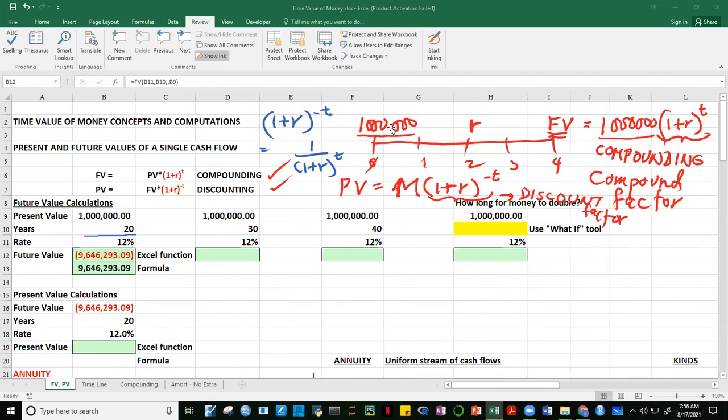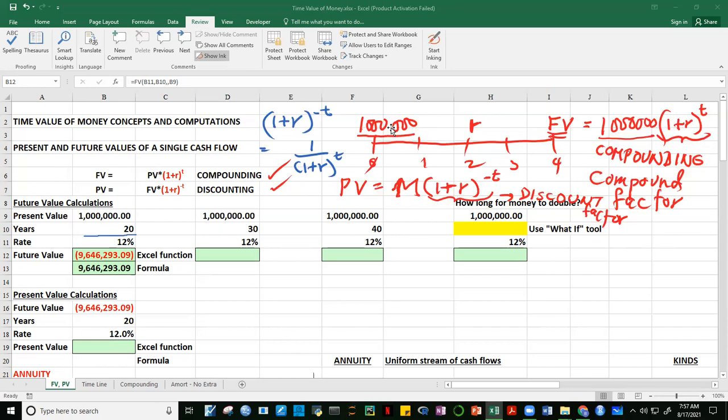Ano ibig sabihin ng positive? Inflow, papasok yung pera. Pictures na lang a scenario where we are, let's say, having a loan, no? Kasi papasok yung pera. So nag-loan tayo ng 1 million. Okay? Inflow yan. From our perspective, kasi tayo nagko-compute, no? So from our perspective, we made a loan. So that's positive kasi papasok yung pera.